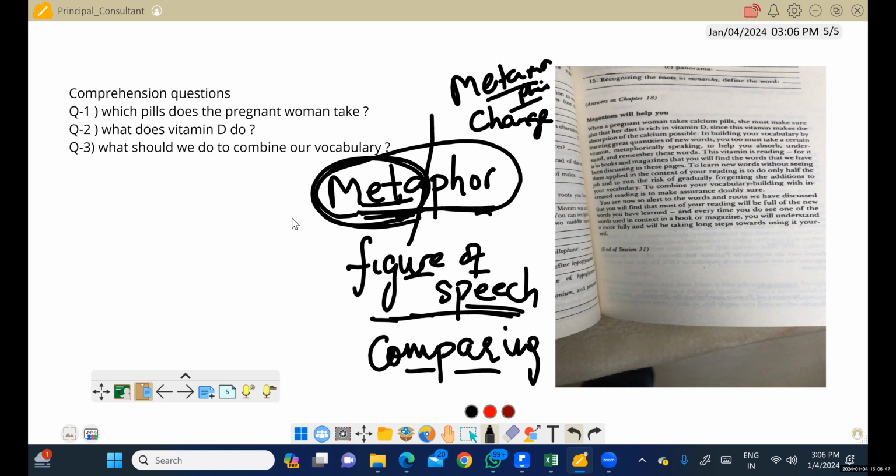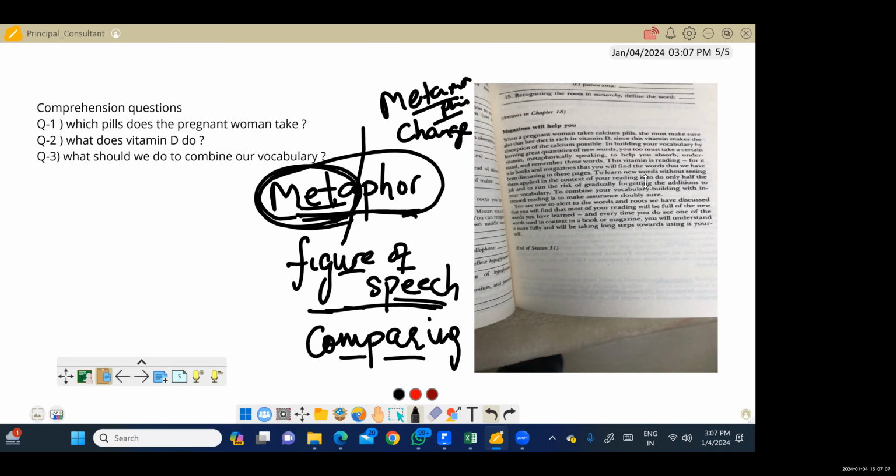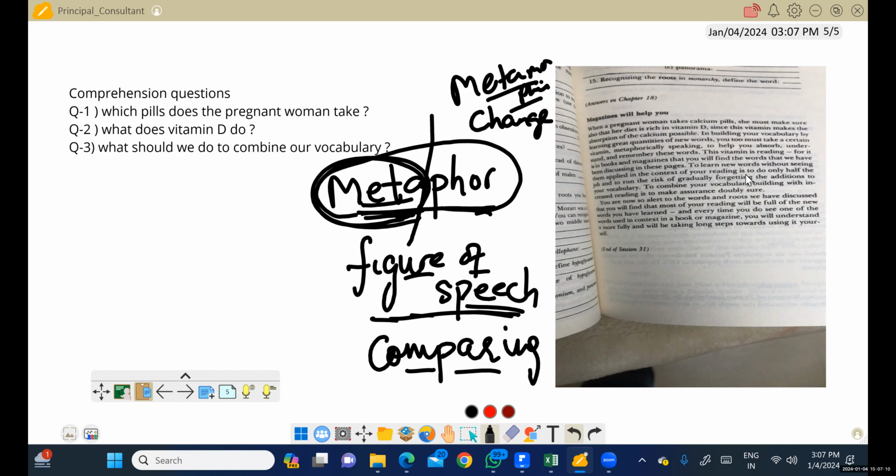Good. Now, there's another question that we can extract from here: what is the metaphor in this context? This is the way we understand comprehension. And you have to write according to the marks given, so that you decide the length of your answer according to the maximum score that has been given to you.